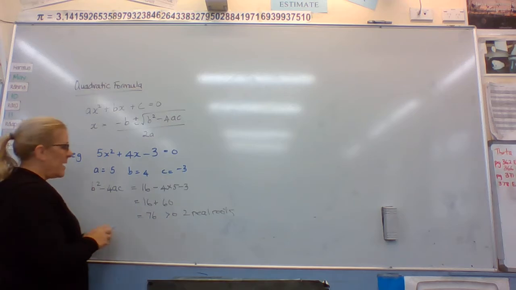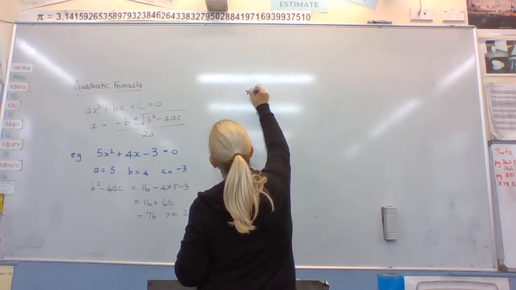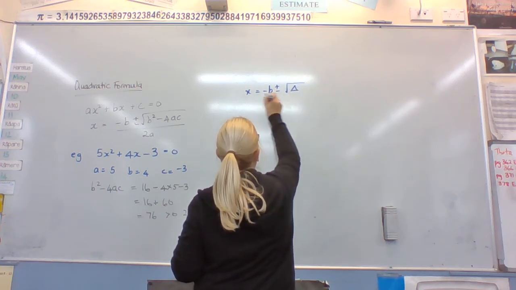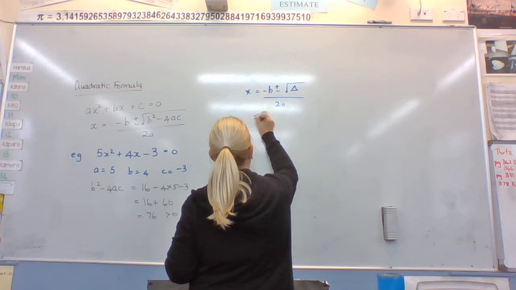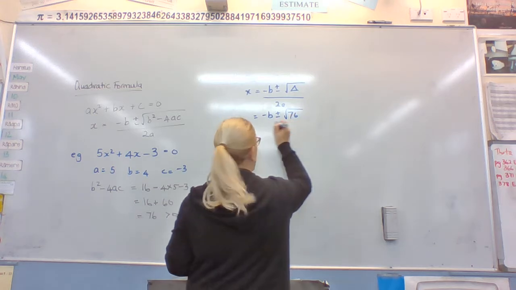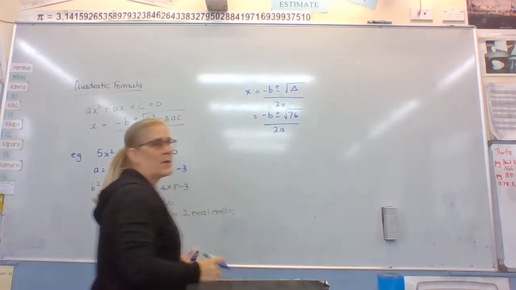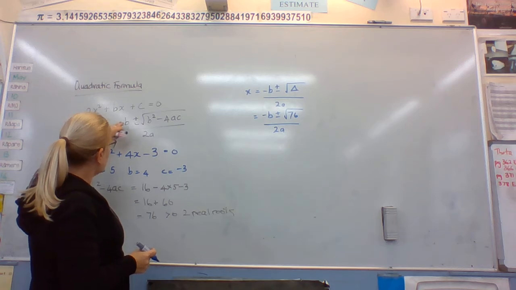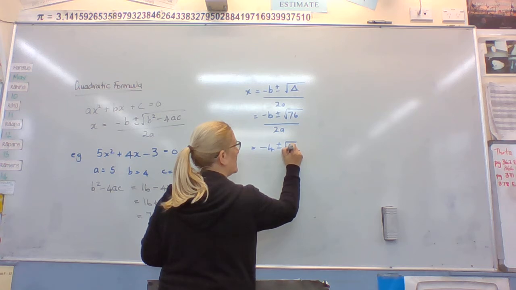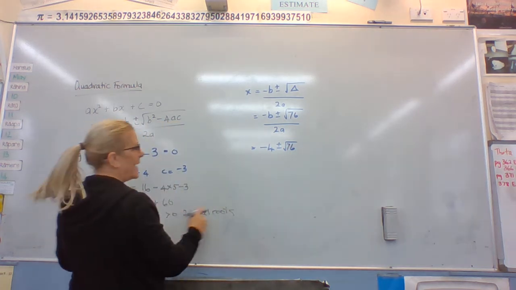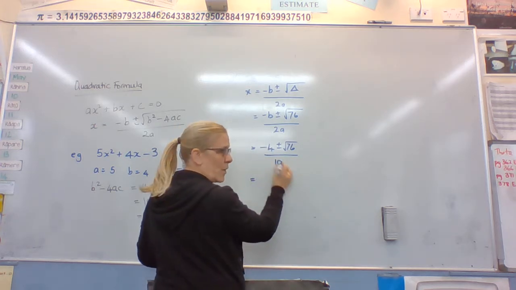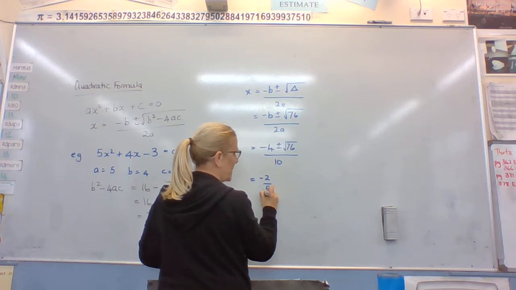Now if we go back and put the rest of it in, we've got x equals negative b plus or minus the square root of the discriminant all over 2a. So that equals negative b plus or minus the square root of 76. We're not going to work that out, we're just going to leave it as the square root of 76. So we need to put b in, negative 4, and we need to put a in, 10. So our two solutions are negative 4 over 10, which we should algebraically write as negative 2/5.